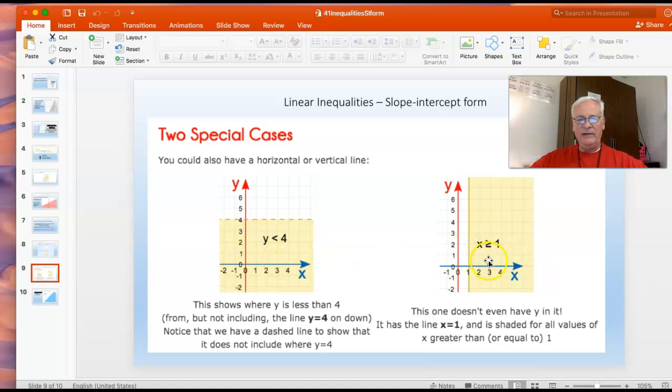In this case over here, it says x greater than or equal to 1. Again, plot the line x equals 1. In this case, it's a solid line because it says x greater than or equal to. So the points on that line are included in the solution. And then wherever x is greater, up here, shade above where x is greater.